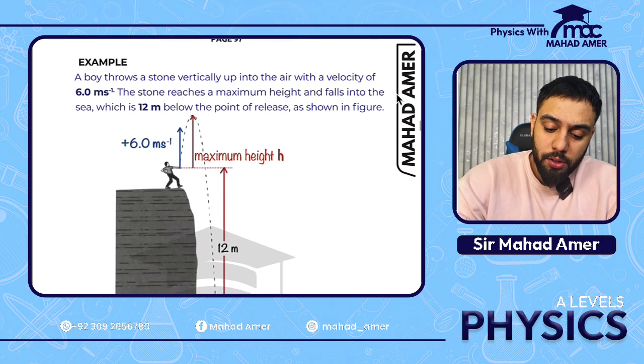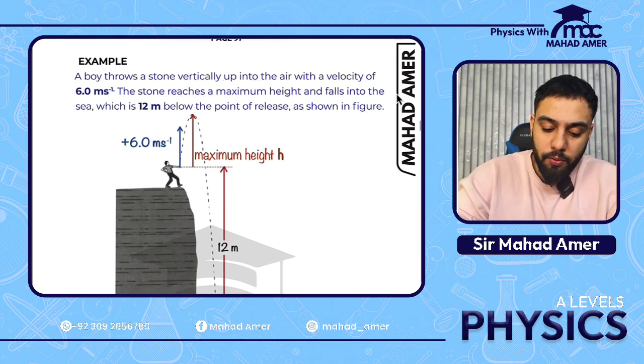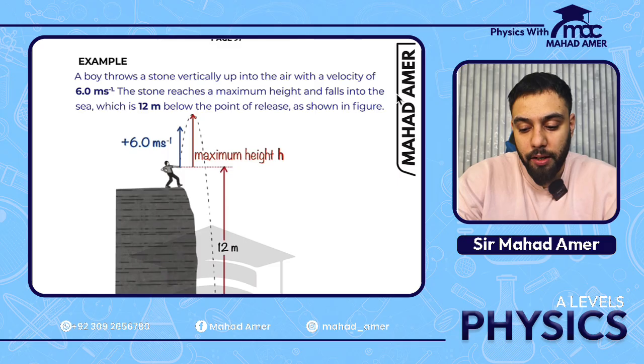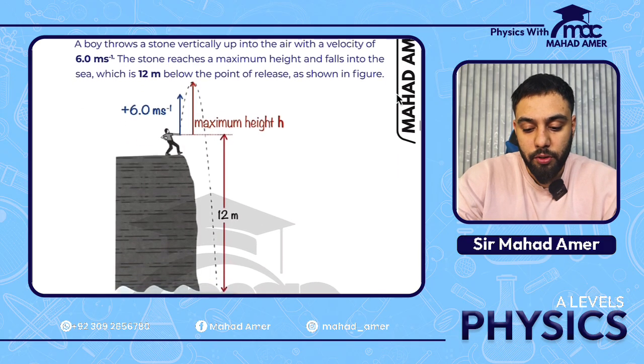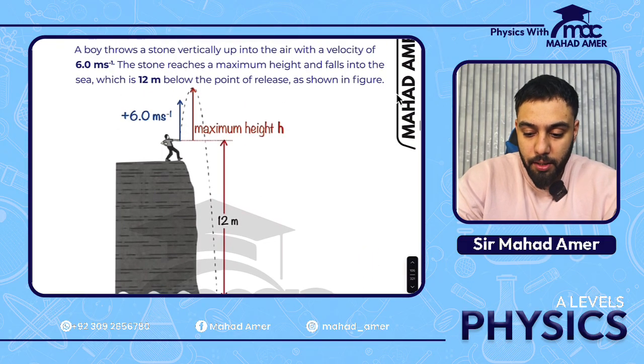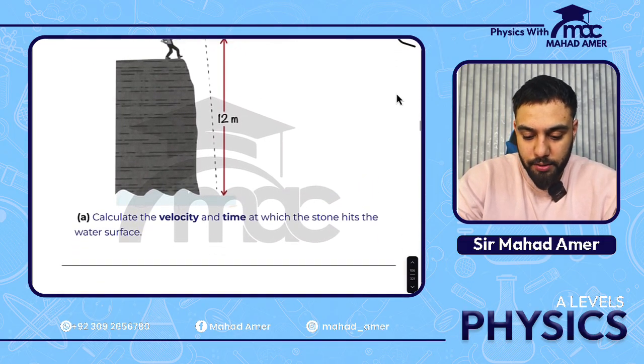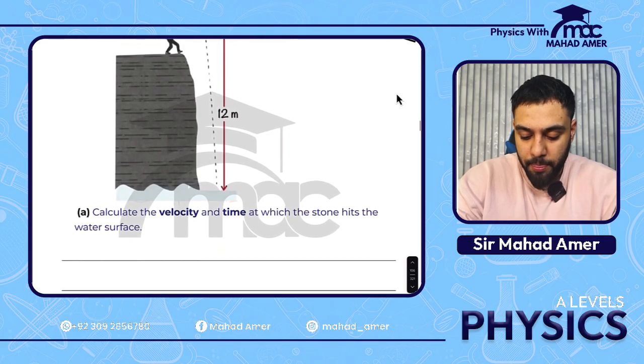So a boy throws a stone vertically up into the air with the velocity of 6 meters per second. The stone reaches the maximum height and falls into the sea, which is 12 meters below the point of release, as shown in the figure. Calculate the velocity and time at which the stone hits the water surface.